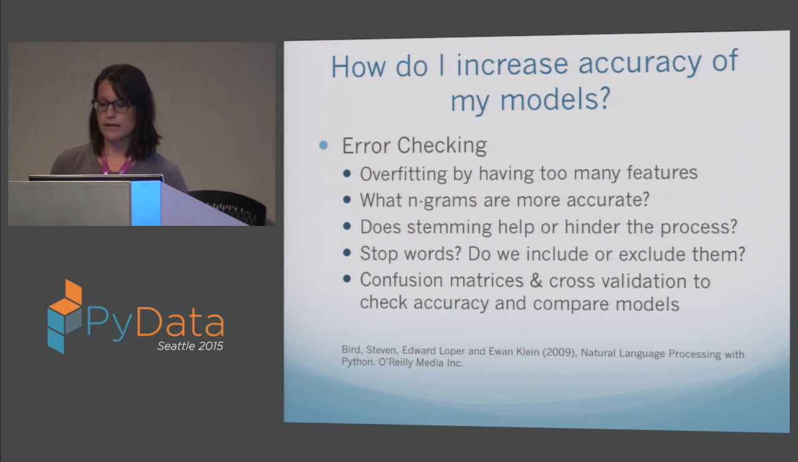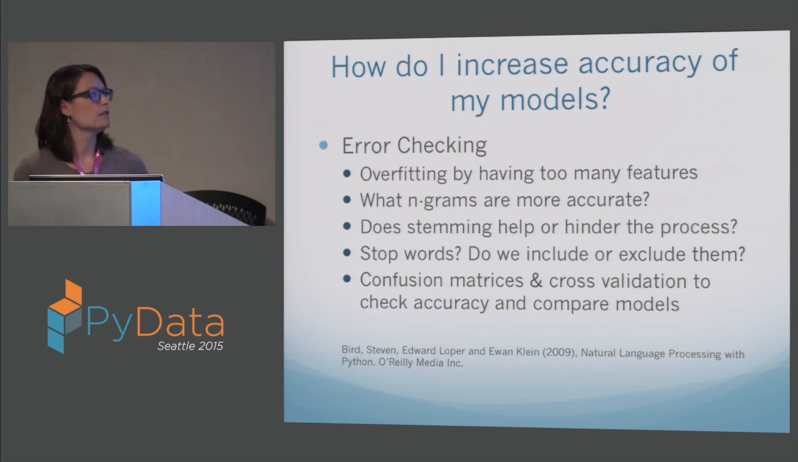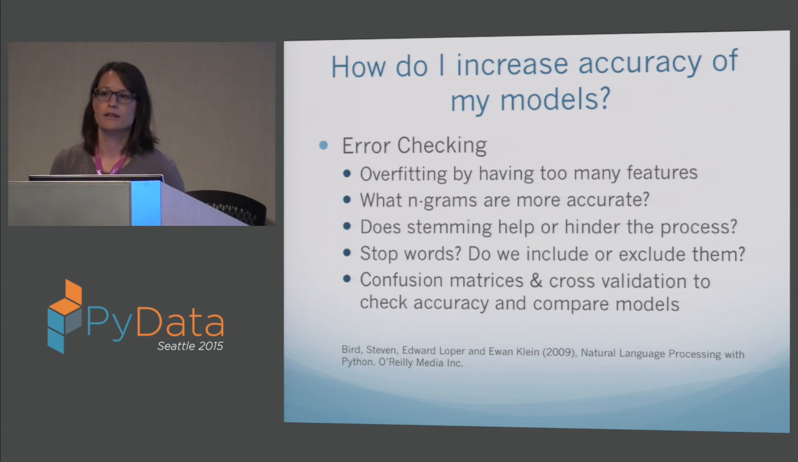And so, error checking, using confusion matrices and cross-validation to check accuracy and compare models. And again, I think scikit-learn has this too, and the natural language toolkit has it as well. So you don't have to write that functionality yourself. It's all built into the tools.